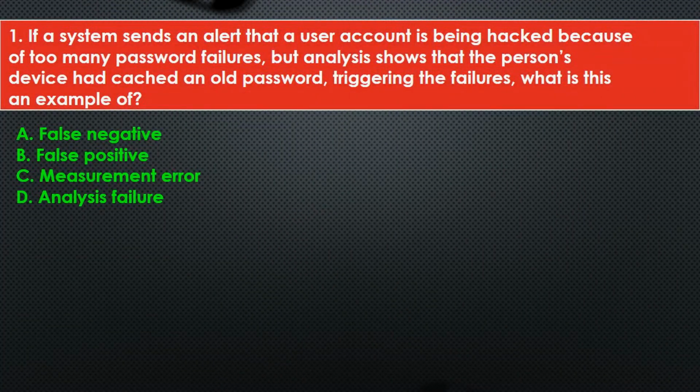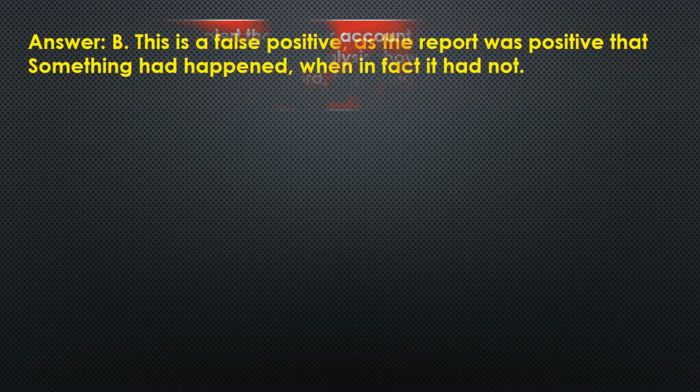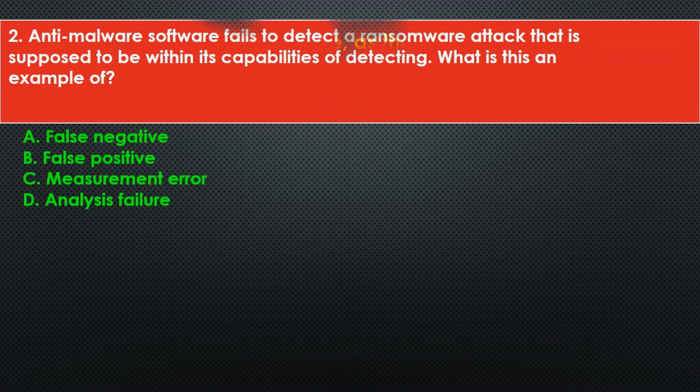1. If a system sends an alert that a user account is being hacked because of too many password failures, but analysis shows that the person's device had cached an old password, triggering the failures, what is this? An example of A. False negative, B. False positive, C. Measurement error, D. Analysis failure. Answer, B. This is a false positive, as the report was positive that something had happened, when in fact it had not.